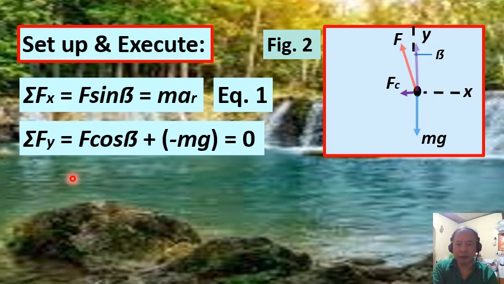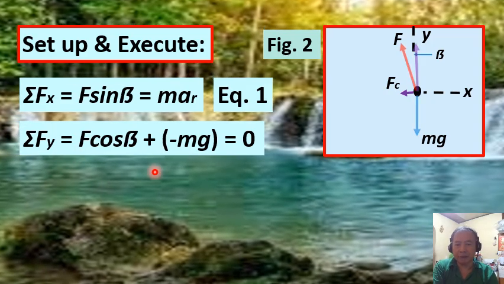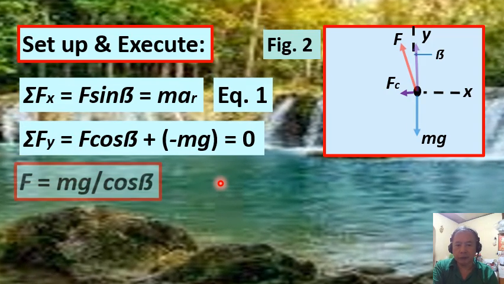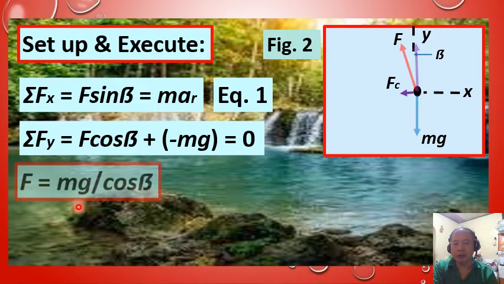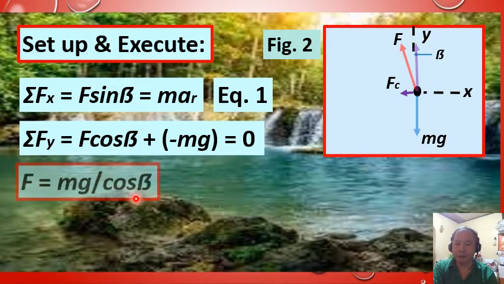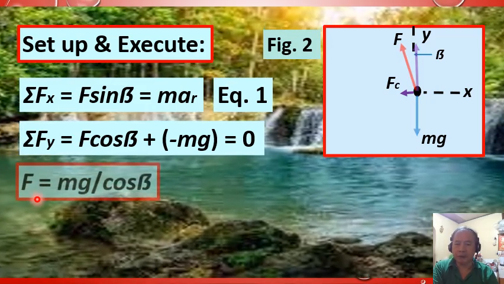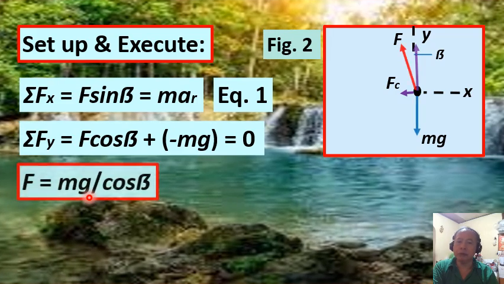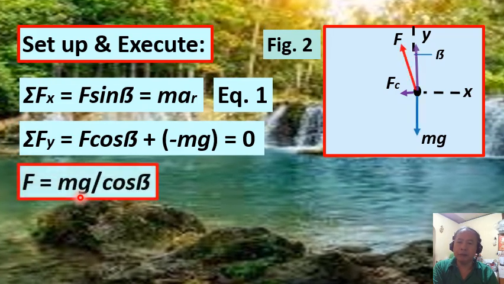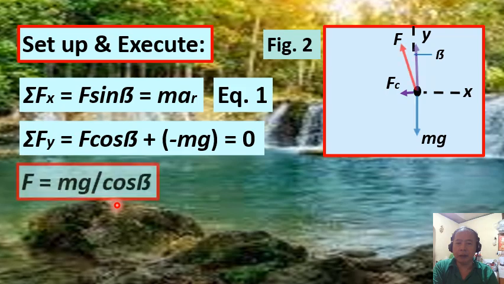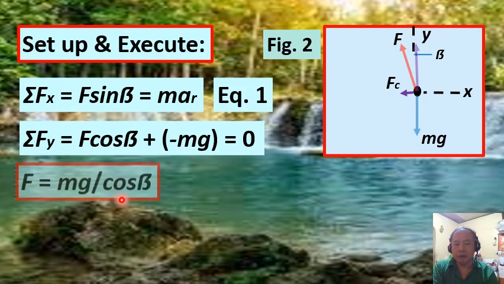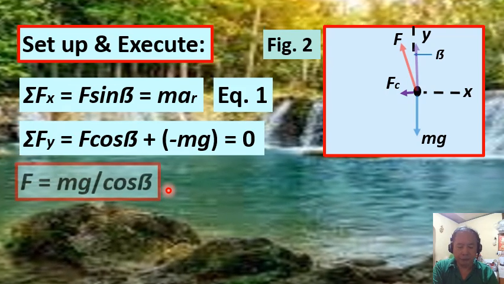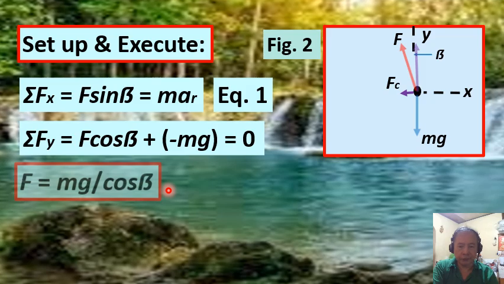So when we isolate this force F, we come up with its working formula. The tension force F is just equal to the weight of the bob, mg, divided by the value of the cosine of the angle beta.